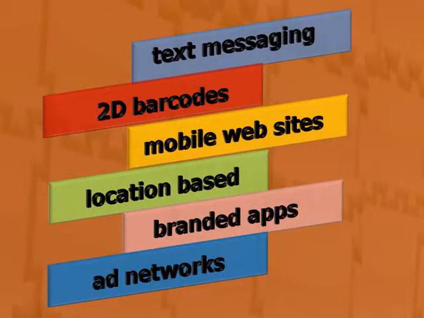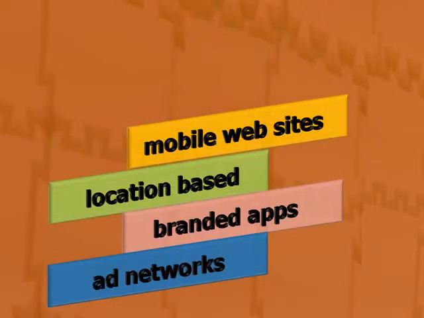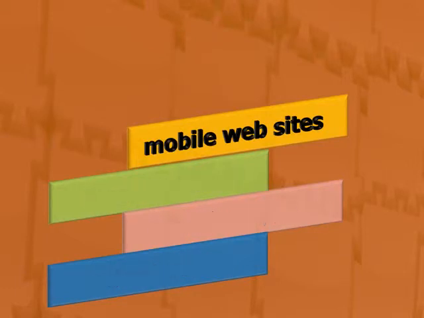Next, we briefly introduced 6 tactics for supporting that marketing strategy, and we explored the first 2 in detail. They were text messaging and 2D barcodes. That leaves 4 remaining tactics to be covered, and in this module, we're going to concentrate on mobile websites.